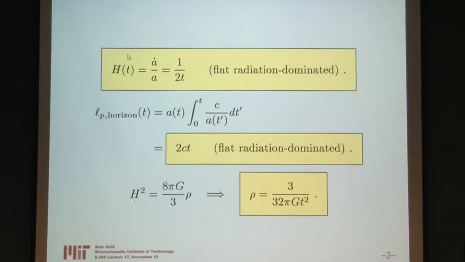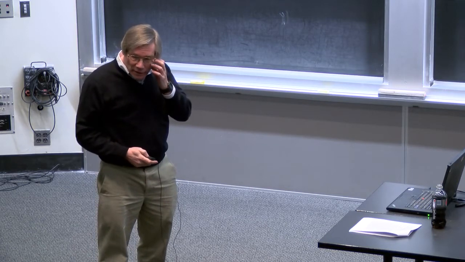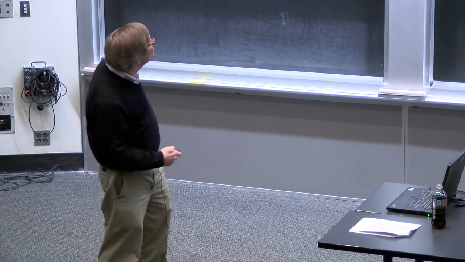And then finally, you even know exactly what the mass density is as a function of time, because H squared is 8 pi G over 3 times rho, and we know what H is, so that tells us immediately what rho is also. We actually know the mass density as a function of time, independent of anything else.